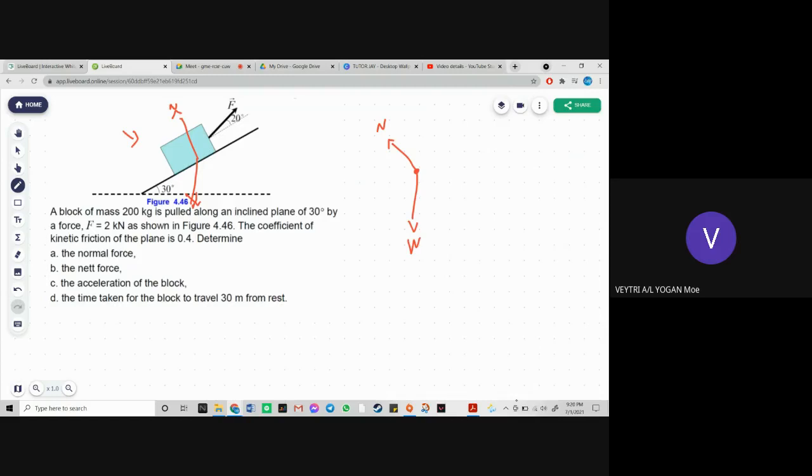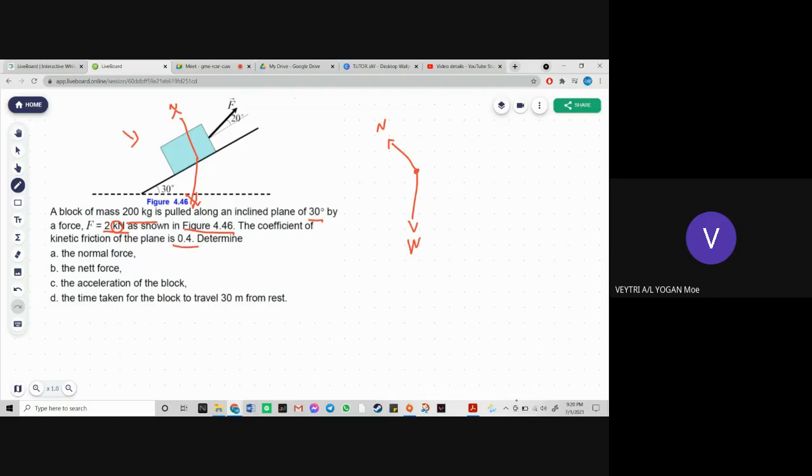A block of mass 200 kilograms. Kilogram is an SI unit, so let's move on. Is pulled along an inclined plane of 30 degrees by a force of 2 kilonewtons. Please remember to change it to newtons, as shown in figure 4.46, which means it's 30 degrees inclined. The coefficient of kinetic friction of the plane is 0.4.